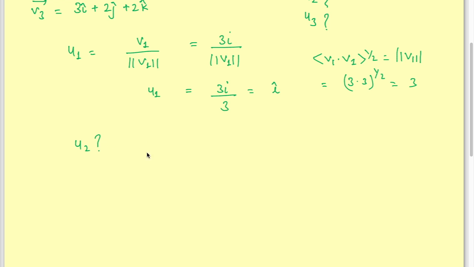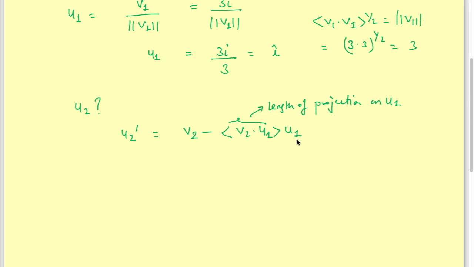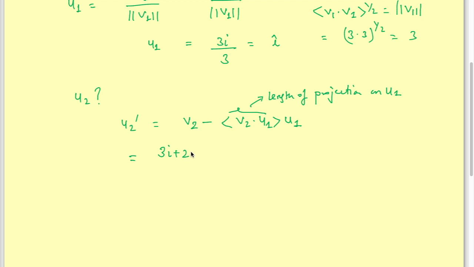Okay, now we need to find u2, that is our second orthogonal basis. So what we need to do here is that first we will find u2 dash, which is nothing but vector v2 subtracted by the projection of vector v2 on our first orthogonal basis, that is u1, and multiplied with the orthogonal basis. So here in this case it will give us the length of our projection on u1, and multiply with u1, so it will give us u2 dash. So what is our v2 here in this case? It is 3i plus 2j. So 3i plus 2j dotted with, I mean a dot product with u1.